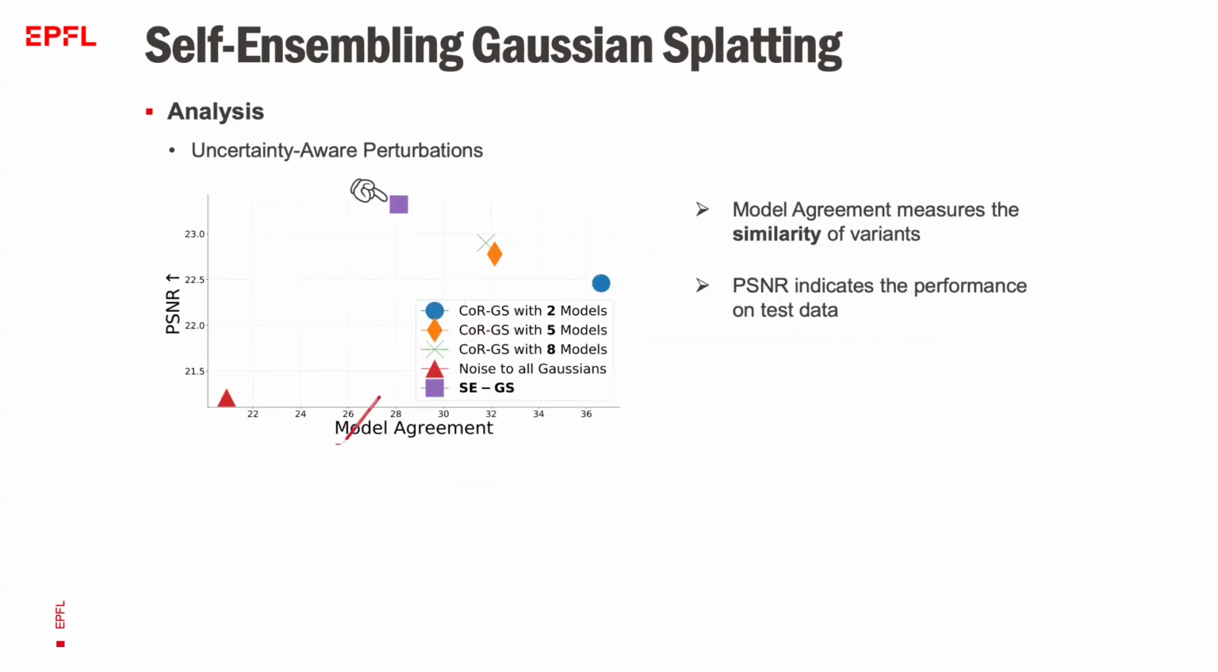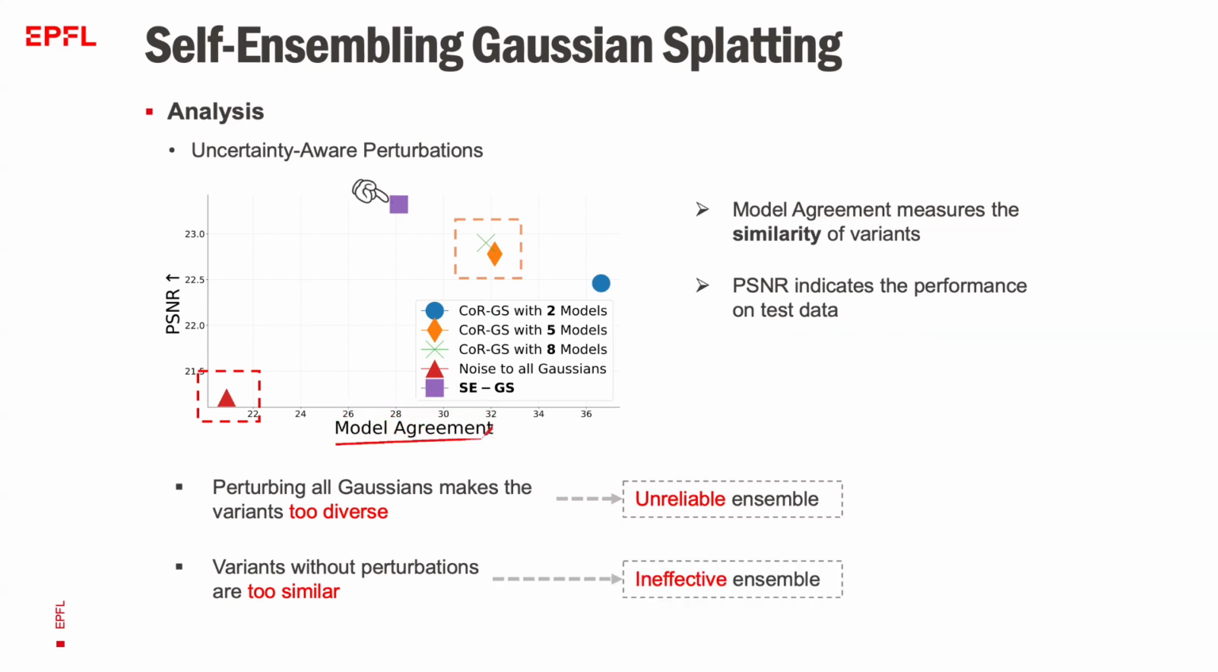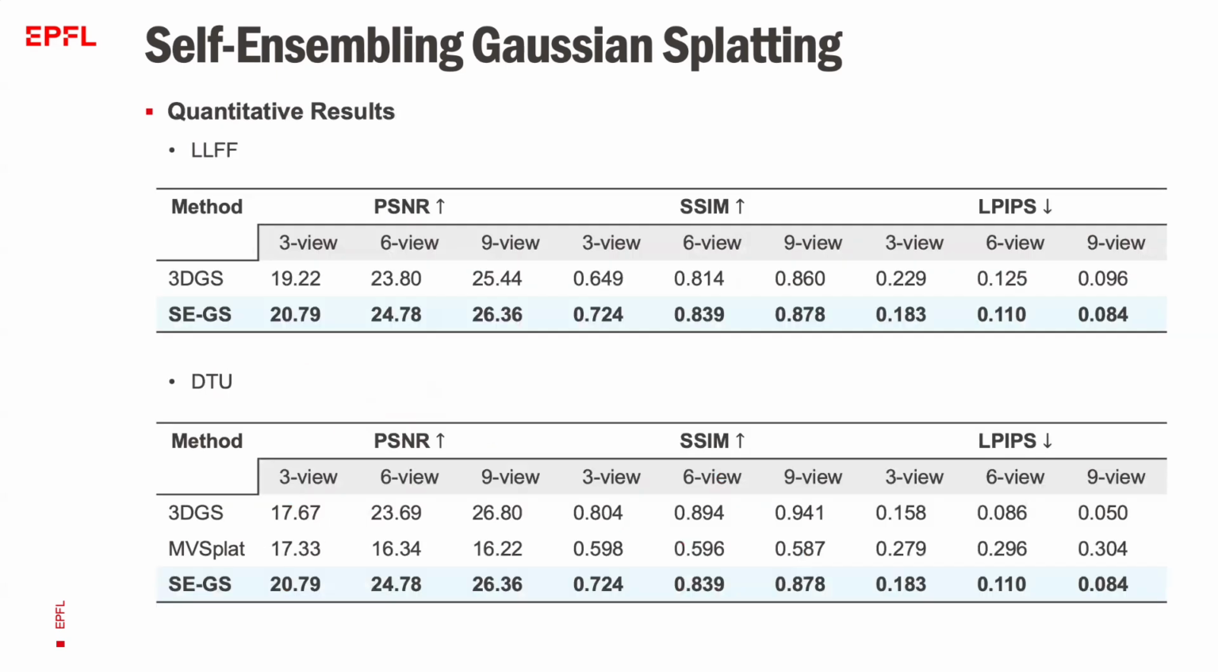In this figure, the x-axis measures the similarity of all involved variants, and the y-axis is the PSNR result on test data. If we discard the uncertainties and simply perturb all Gaussians, the resulting variants become too diverse with low model agreement score. The ensemble learning is then unreliable, making the PSNR much worse. Moreover, if we use 8 models instead of 5 in CoreGS, the similarity among variants doesn't change that much. This means the additional variants don't introduce sufficient diversity for more effective ensemble learning, and this is why the performance does not increase.